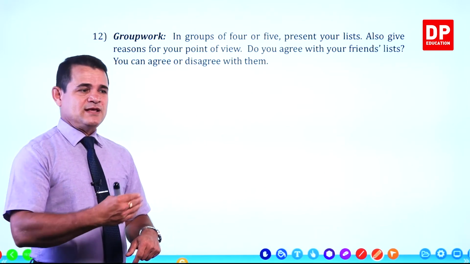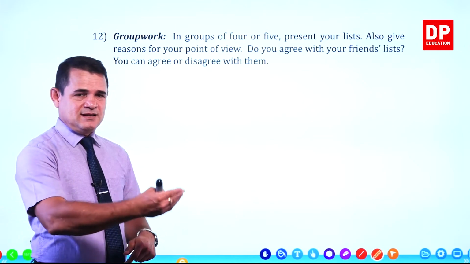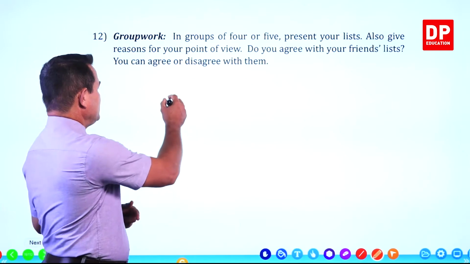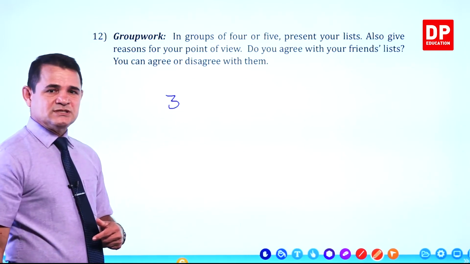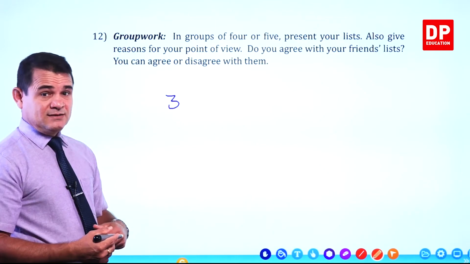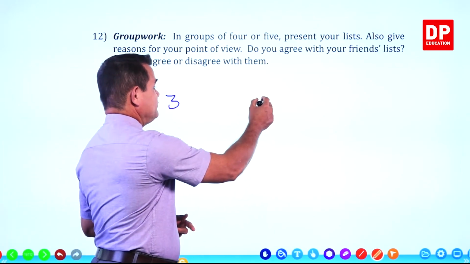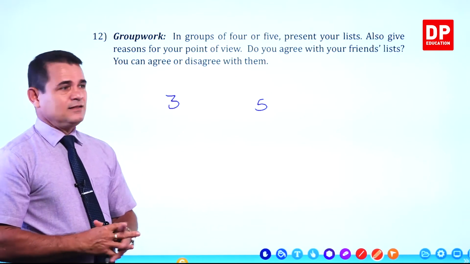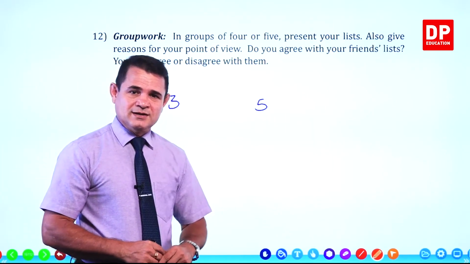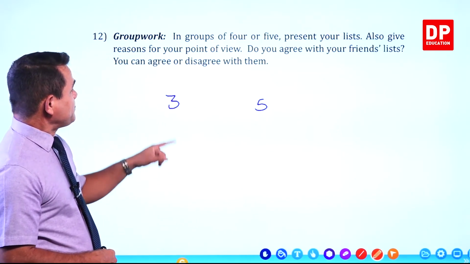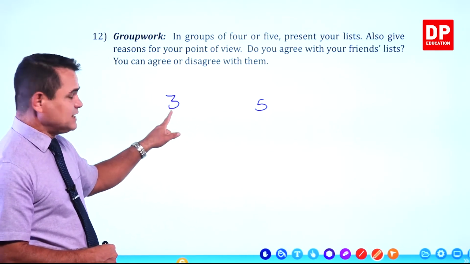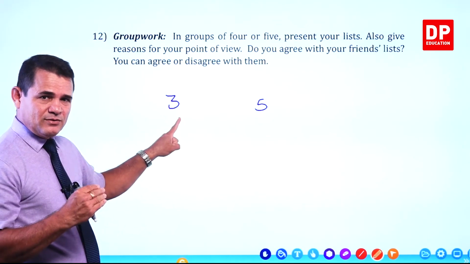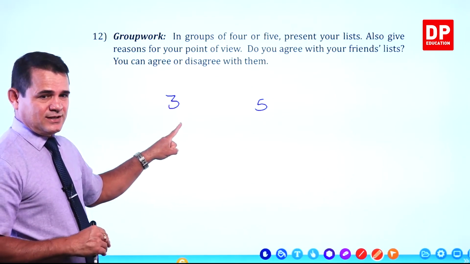Maybe the order that you get from another team may not be the same. Maybe you have put number 3 as the most serious one. Maybe another team might put number 5 as the most serious one. So that is their idea. Another team might have another one. And then you have to give reason. Why did you select this one as the most serious?